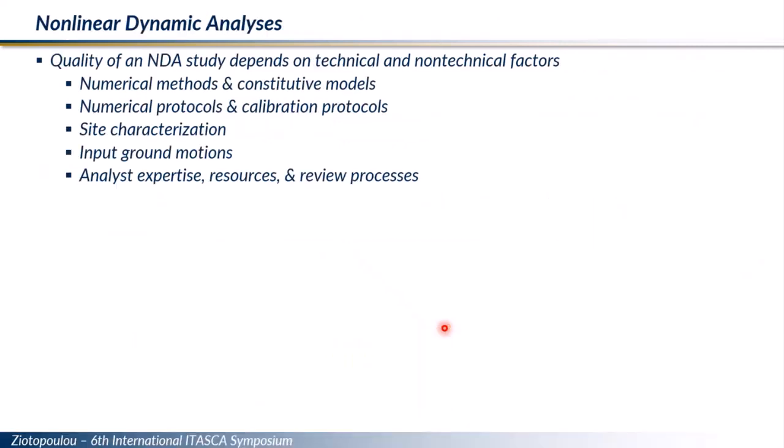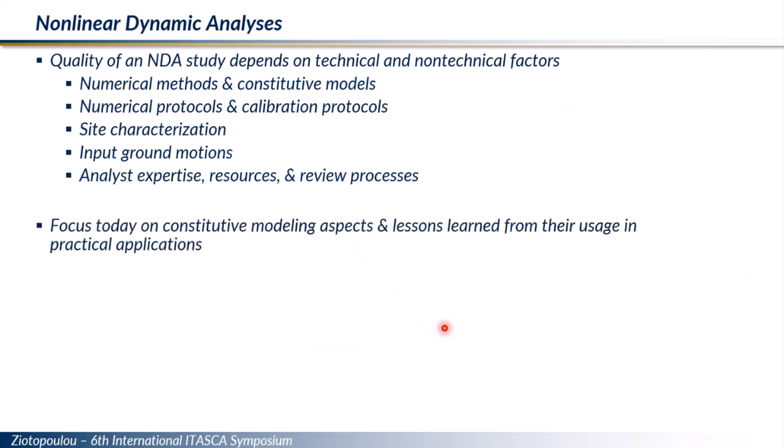Now, we will all agree that the quality of such an analysis depends on many technical or non-technical factors, ranging from the protocols that we use to calibrate our tools and fine-tune them, the quality of site characterization work, the input ground motions. Those are typically proven to be a great source of uncertainty. And then we go into other issues like the allocated time and budget and the expertise of the analyst. In any case, for today, I will focus only on constitutive modeling aspects, particularly for this audience.